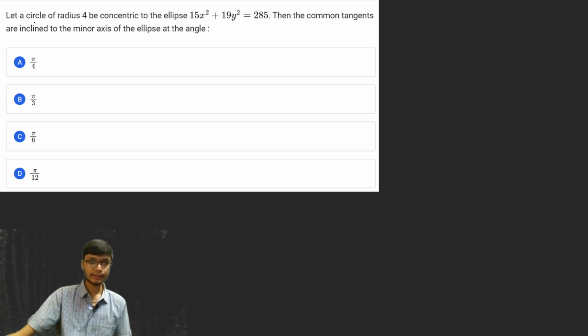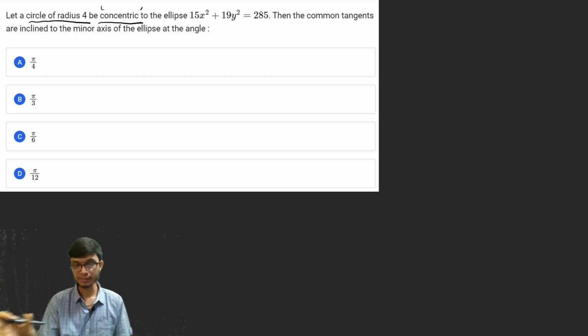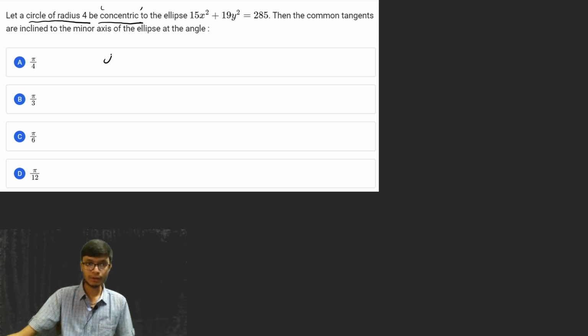Now it is saying that there is a circle of radius 4, and this circle is concentric. What does this word concentric mean? This word concentric implies that the circle is concentric to something, and that something will have the same center as the circle. And what is the equation of the ellipse?